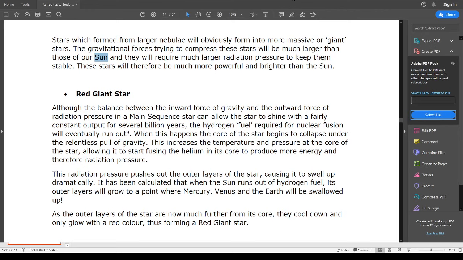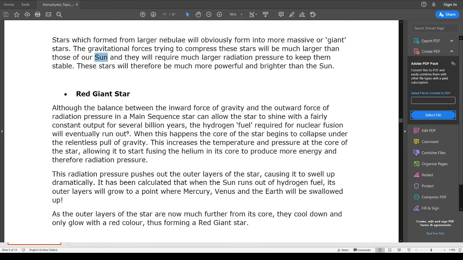Nuclear fusion reactions. So, if you need larger radiation pressure, you are going to need more nuclear fusion reactions. Now how can you have more nuclear fusion reactions? If you have more gravitational force producing a higher and higher temperature and pressure.